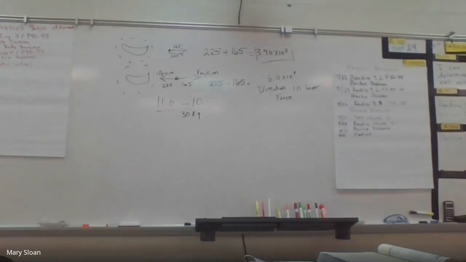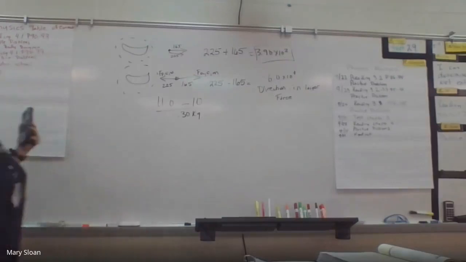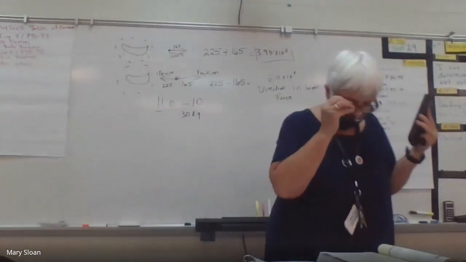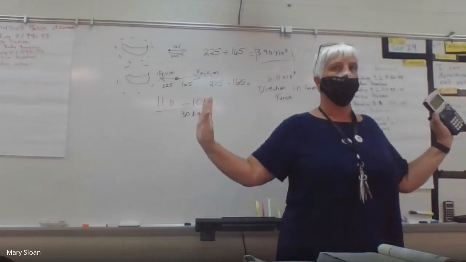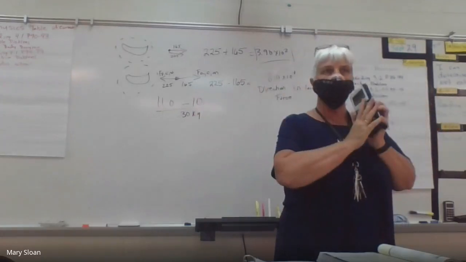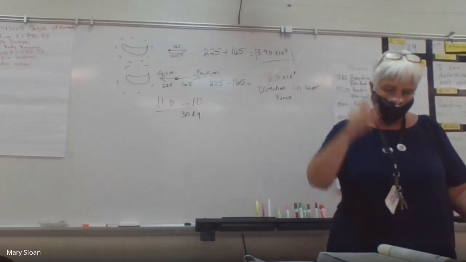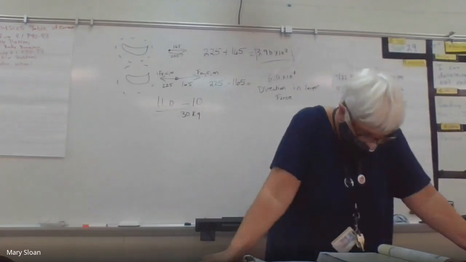What did you get? 3.3 continuing. Did everybody get that? What does the book say? The book says 3.3 meters per second squared. We're all good, aren't we? Another exercise in the calculator. Let's look at question number 9.